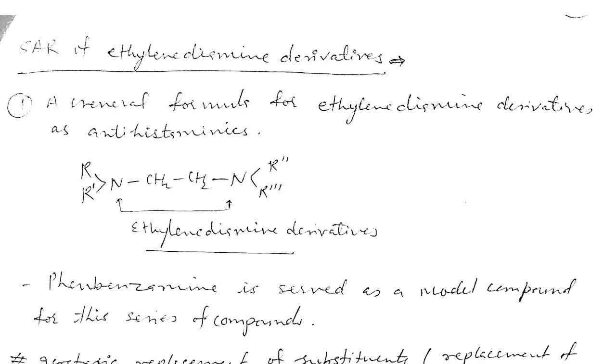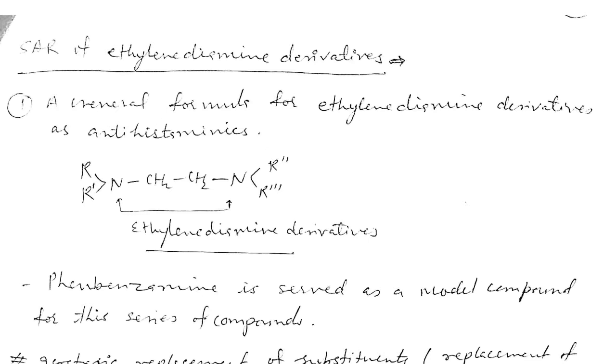Now we are discussing its SAR, structure activity relationship. The chemistry that we discussed previously, we are now concluding into SAR points. On the basis of the SAR points, we can say what are the essential groups required in the ethylene diamine derivatives for their antihistaminic, or you can say anti-allergic, activity.